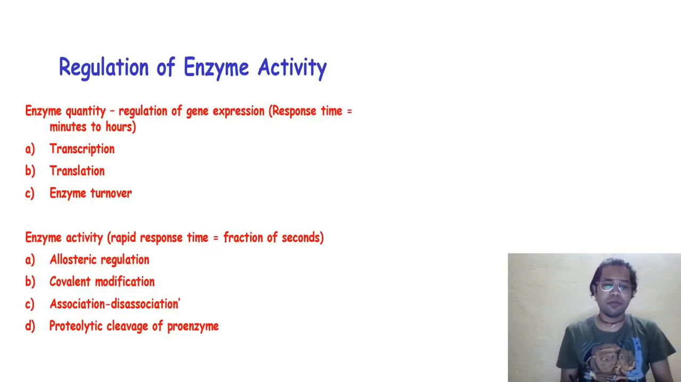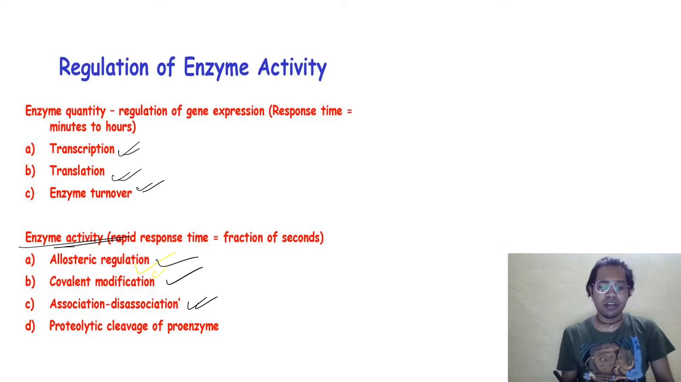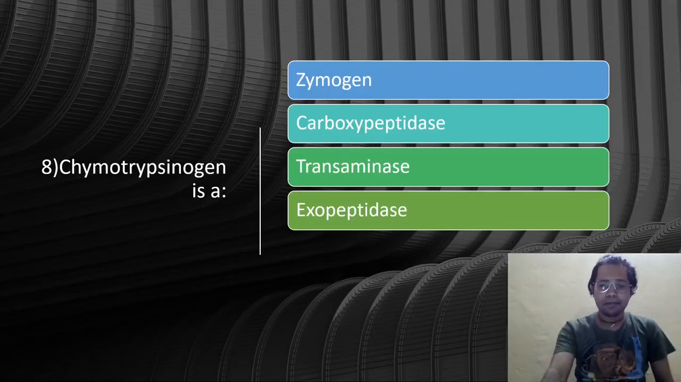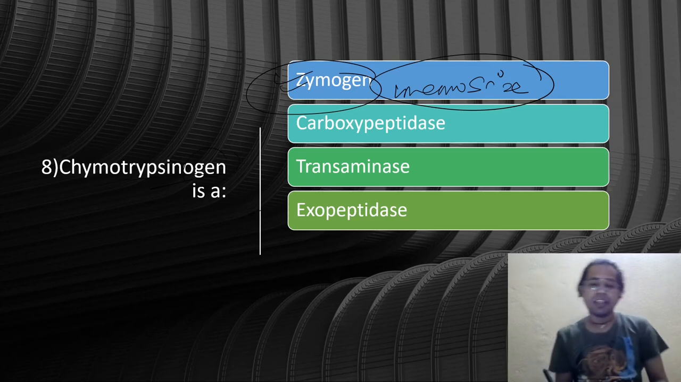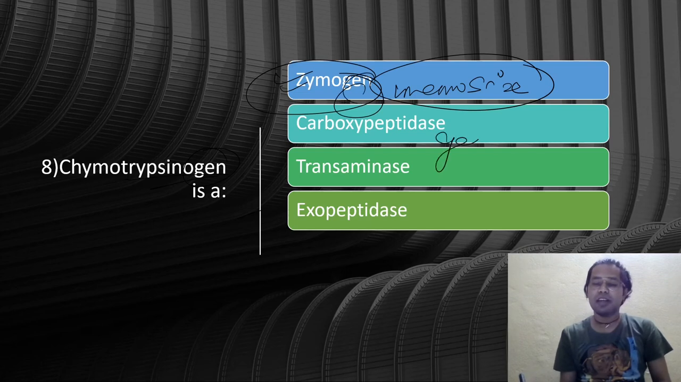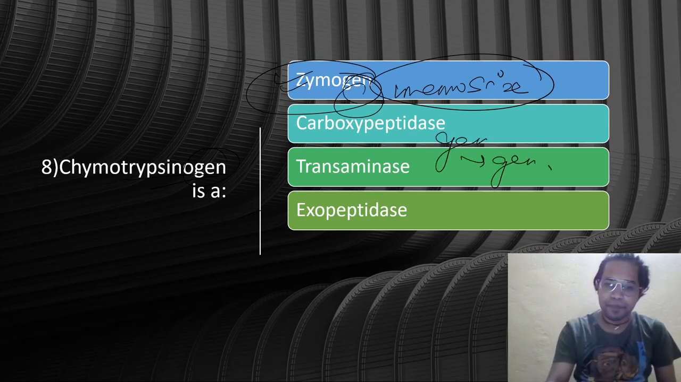Let's see more expression. Enzyme quantity regulation of gene expression. इसमें क्या आता है आपका? Where is my pen? Again, I have to take the black one. Transcription, translation, enzyme turnover. Enzyme activity में क्या आता है? Allosteric regulation, covalent modification, association, dissociation, proteolytic cleavage of proenzyme. Now, chymotrypsinogen is a zymogen. This is just to memorize. There's nothing too much to understand. Chymotrypsinogen is a zymogen. It's very easy to remember also. See, gen. दोनों में gen लगा हुआ है.